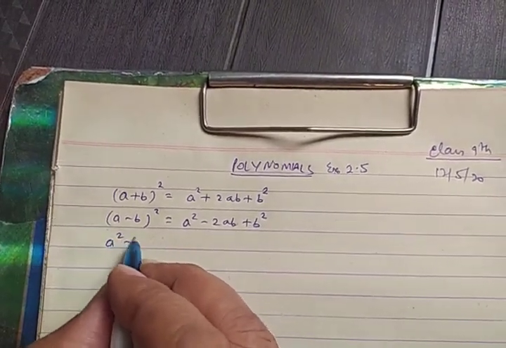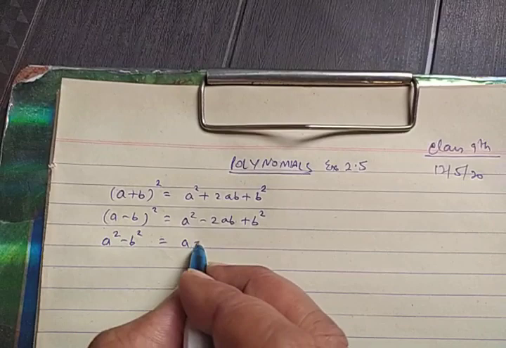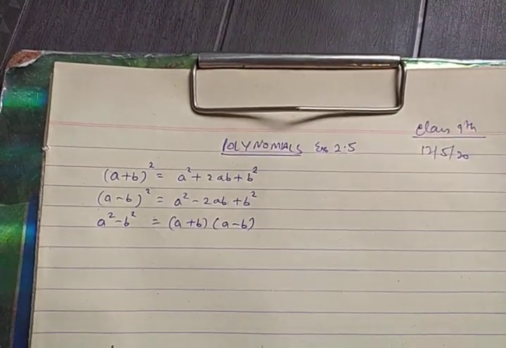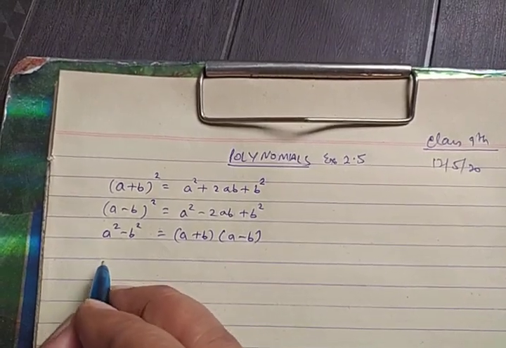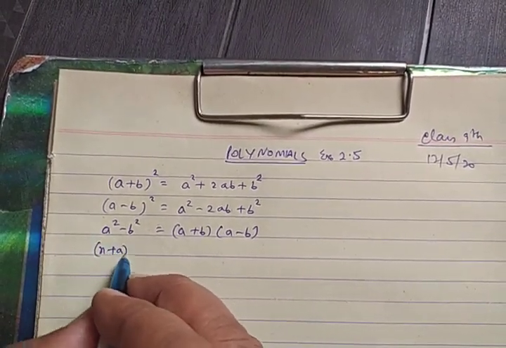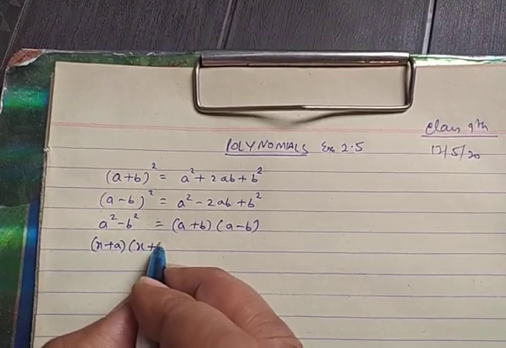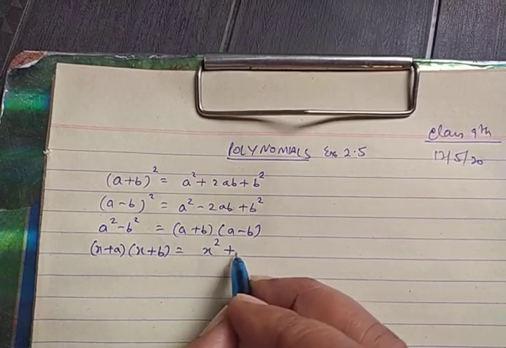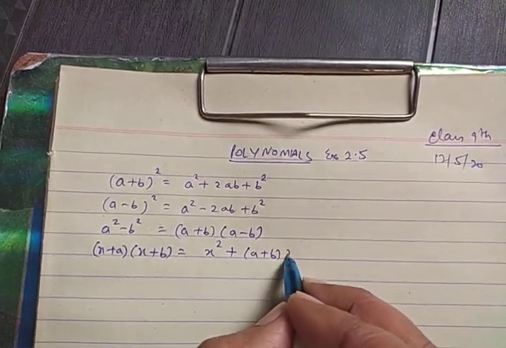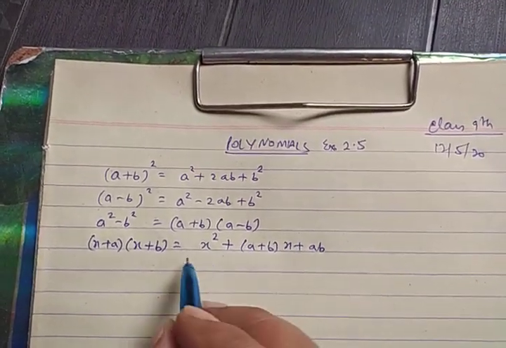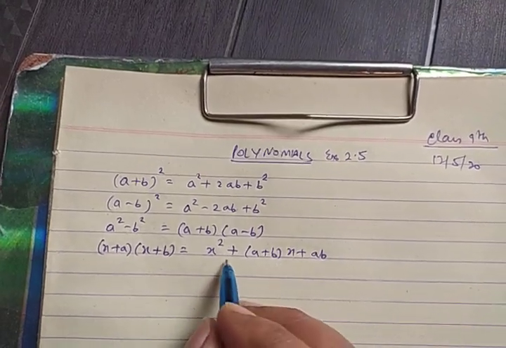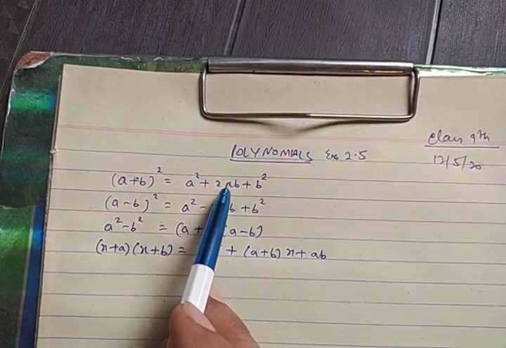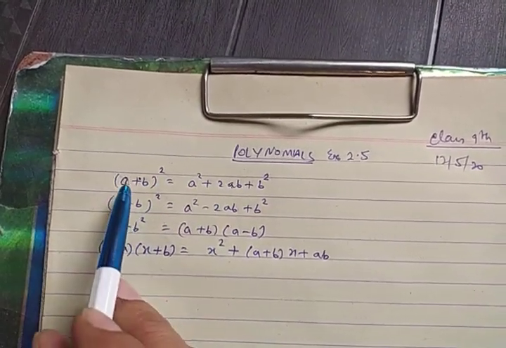Then a square minus b square. This will become (a plus b) into (a minus b). Then identity coming: (x plus a)(x plus b). This will be x square plus (a plus b)x plus ab. Format you have to learn, and these formulas can be applied both ways, from this side to this side or this side to this, in reverse manner.